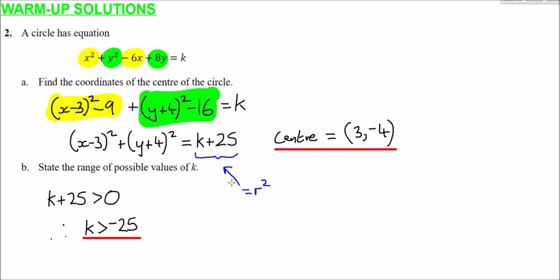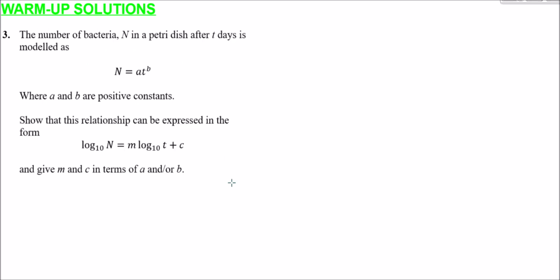Let's have a look at warm-up question 3. The number of bacteria, n, in a petri dish after t days is modelled as n = a t^b, where a and b are both positive constants. We have to show that this relationship can be expressed in this form here, log₁₀ n = m log₁₀ t + c, where m and c are some constants, and we need to also give m and c in terms of a and or b.